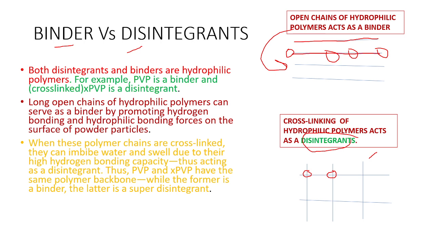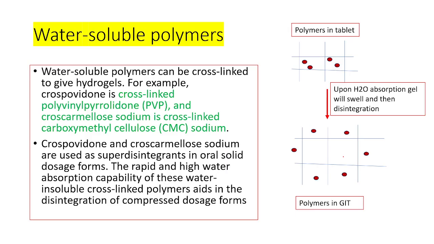What is the difference between binder and disintegrant? The open chain hydrophilic polymers will act as a binder, but the cross-linked hydrophilic polymers will act as disintegrants. See how these cross-linked polymers act as a disintegrant. This is a tablet that contains a disintegrant. The cross-linked polymers act as the disintegrant, and the tablet contains different excipients: one, two, three, four kinds of excipients are there.